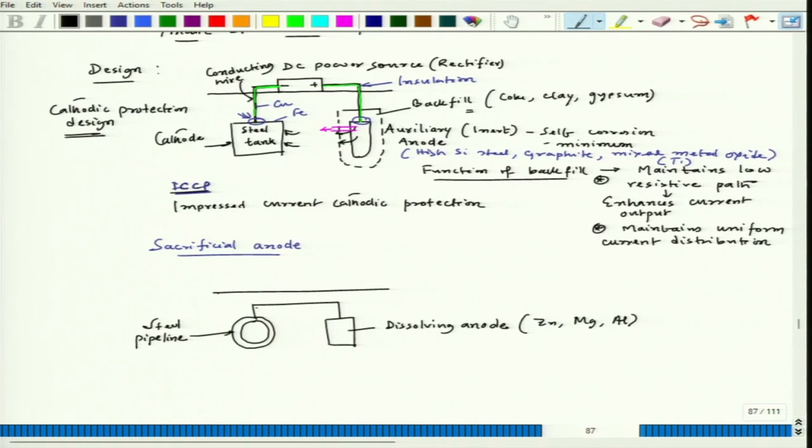Now, this dissolving anode is again connected by a conducting wire, and here also we can put backfill. Okay. Now, here also, if it is steel and if it is zinc, as per our understanding of the galvanic series, iron or steel stays far above zinc, than magnesium. And in fact, aluminium comes in between. So all those can act as active dissolving metals.